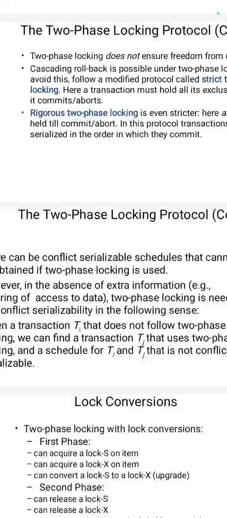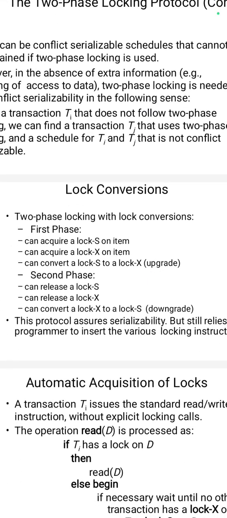Two-phase locking protocol. There can be conflict serializable schedules that cannot be obtained if two-phase locking is used. However, in the absence of extra information, such as ordering of access to data, two-phase locking is needed for conflict serializability in the following sense. Given a transaction Ti that does not follow two-phase locking, we can find a transaction Tj that uses two-phase locking, and a schedule for Ti and Tj that is not conflict serializable.